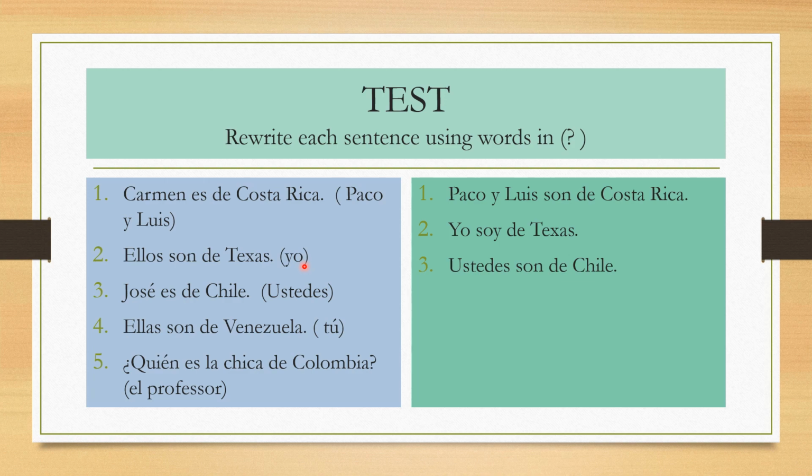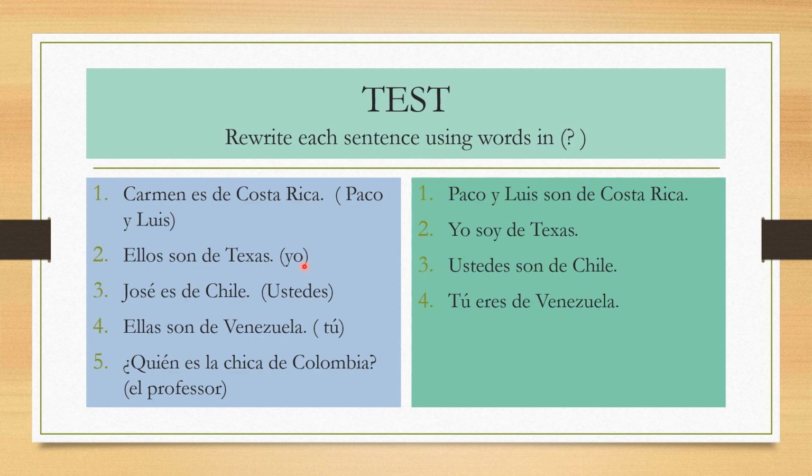Número cuatro, ellos son de Venezuela. And the substitution is tú. Número cuatro, tú eres de Venezuela. Tú eres de Venezuela. You should have taken notes in the conjugation of the verb so you can complete these exercises because it's difficult to go back and forth. And that's why I say you need a notebook. Remind you that you need a notebook to write down the conjugation and some vocabulary.